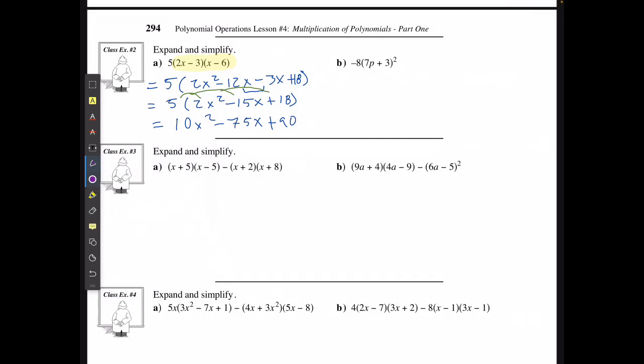If I use the same principle for the second one, I'm going to do the same thing. I'm going to square the 7p plus 3 before I multiply it by the negative 8. So I'm going to leave the negative 8 on the outside, put in brackets, and then expand this out. Well, if this is squared, then it's going to be the first term squared. It's going to be the 7p times 3 times 2, and it's going to be the last term squared. And now I can multiply the negative 8 into all three parts here. I have negative 392p squared minus 336p minus 72.